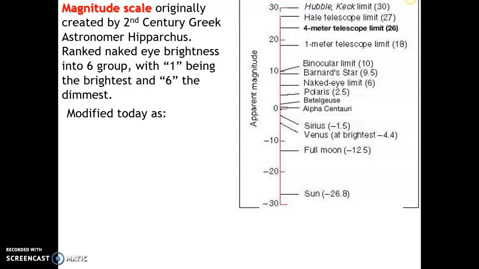So like our sun, we've decided it's a negative 26.8. A negative, yeah, this is weird. It's kind of like golf. The lower you get, the better you get. So the sun's the brightest. The full moon, when it's brightest, it's a negative 12.5. Venus, pretty stinking bright. It's negative 4.4. Sirius, the dog star, is a negative 1.5.